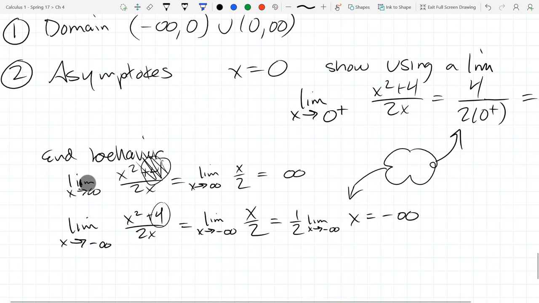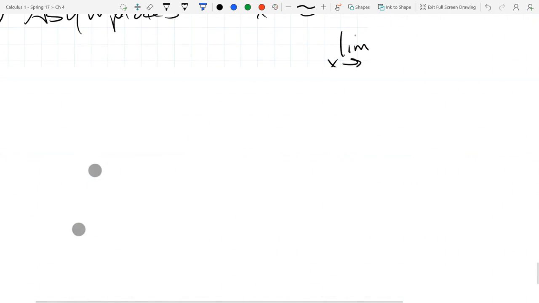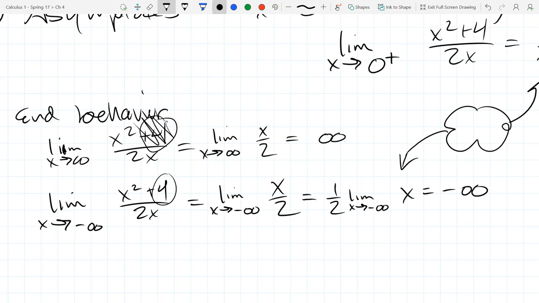Now I could have gotten a number out of this on a rational function if I had something like x to the third power in the denominator. My denominator would have overpowered the numerator and I would have gone to zero. So we saw this back in, I think, 3.6. We looked at end behavior carefully. So if you need to refresh, go back to 3.6 and look at the asymptotes and end behavior.